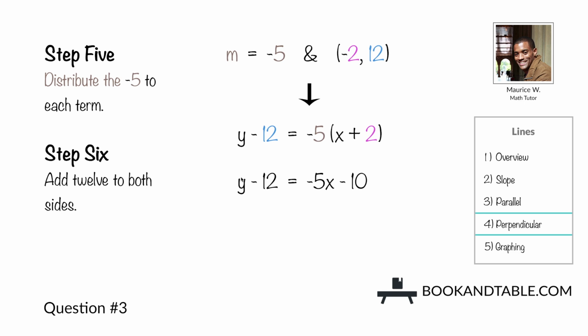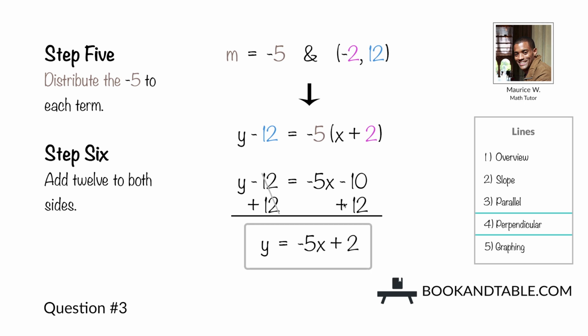So now to isolate this y, we want to add 12 to both sides. Negative 10 plus 12 is positive 2. So that gives us the final equation of y is equal to negative 5x plus 2.